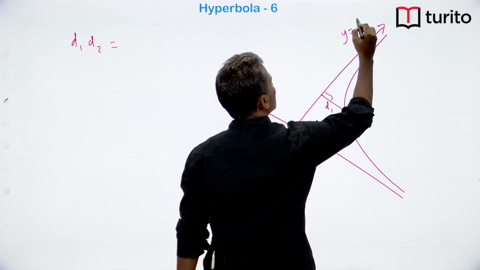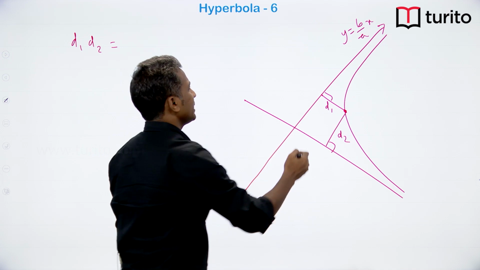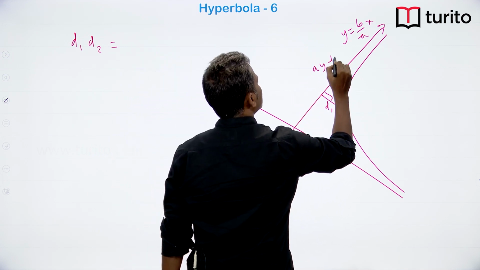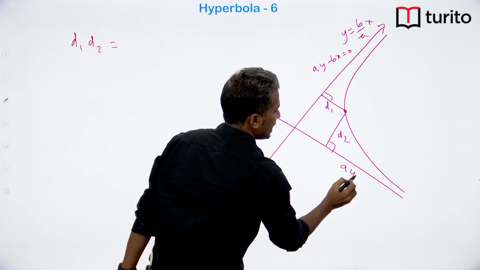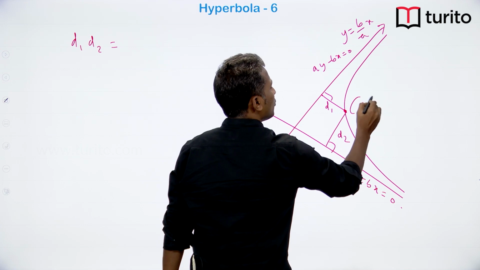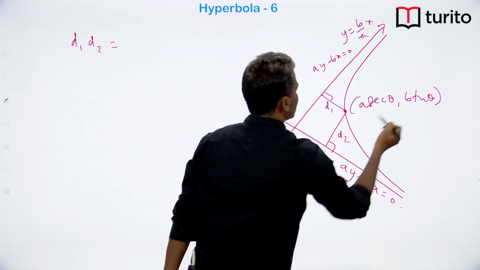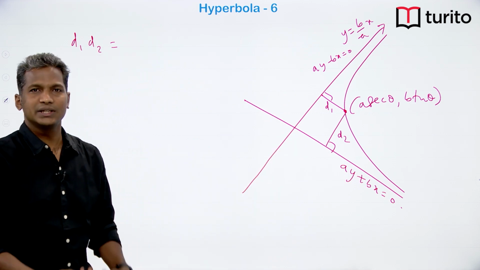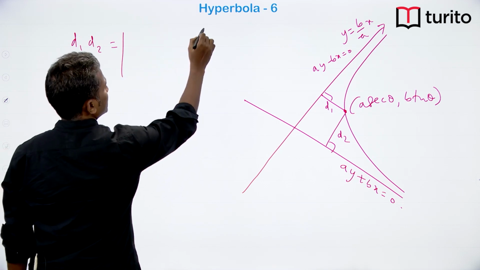The equation of this asymptote is y equal to b by a into x. We can also take this as ay minus bx equal to 0. Similarly, this asymptote can be taken as ay plus bx equal to 0. And if I take this point as, let us say, a sec theta comma b tan theta, I can straight away apply the perpendicular distance formula and prove it. So you can just do it like this.